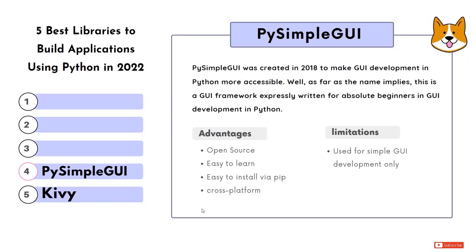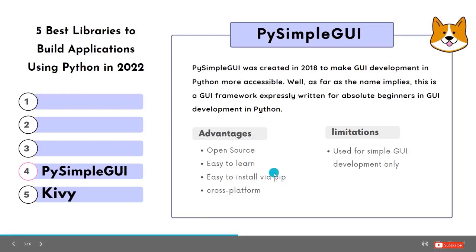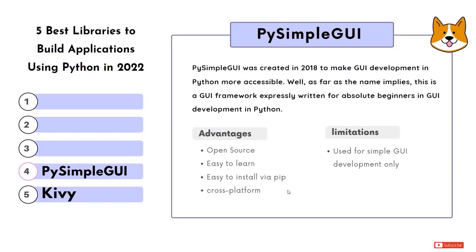And here we have some advantages. It is open source, it is easy to learn, and it is also easy to install. You just have to use the pip install PySimpleGUI command, and yeah, you can install it that way. You can run this library in any operating system, but it is actually used for simple GUI development only. You can build big GUI applications using PySimpleGUI, but it will become a bit complex as time goes on. So mostly developers prefer PySimpleGUI to develop smaller applications, smaller interfaces.